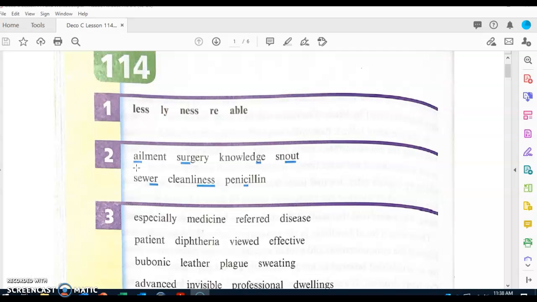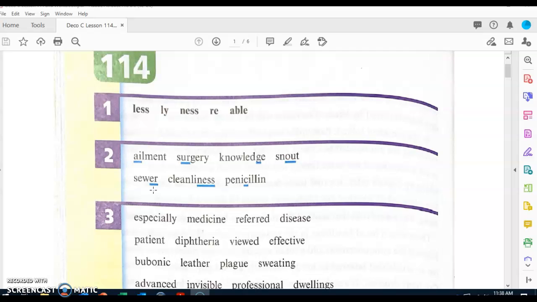What is the underlined part? What word? Ailment. Next word. What is the underlined part? What word? Surgery. Next word. What is the underlined part? What word? Knowledge. Next word. What is the underlined part? Ow. What word? Snout. Next word.